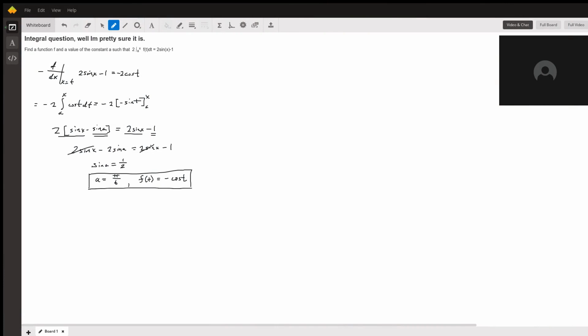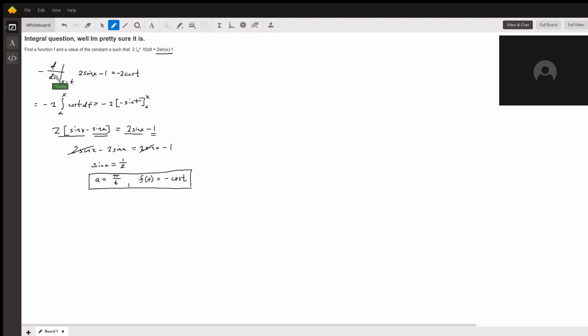Alrighty, so for this problem, what we're basically going to do is, since an integral is an antiderivative, we're going to go ahead and take a derivative of this. And we're going to take the negative derivative because when you do it with just a positive derivative, sine and cosine change signs, so it's going to make the solution backwards.